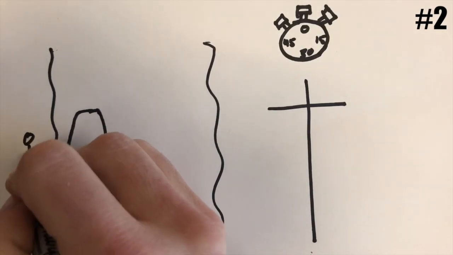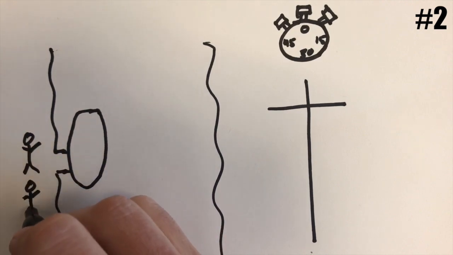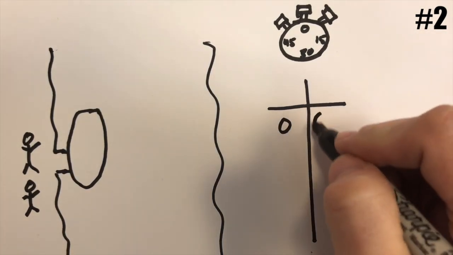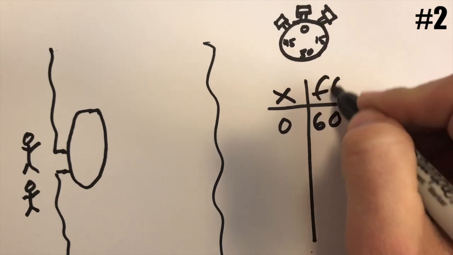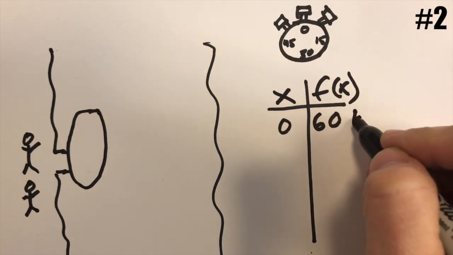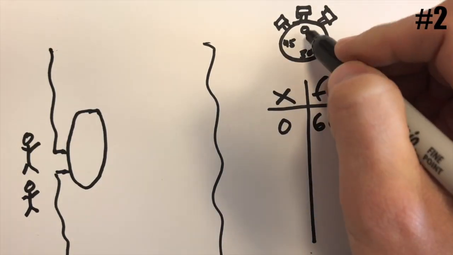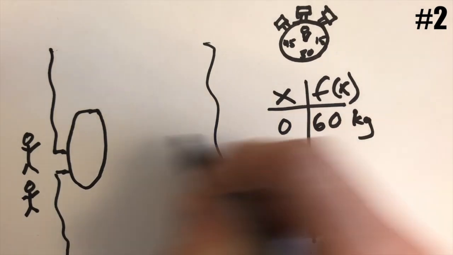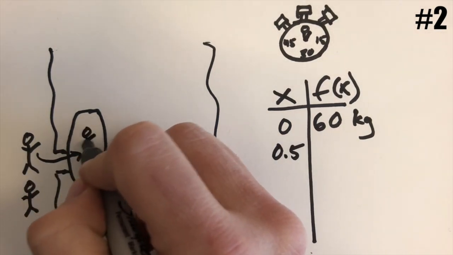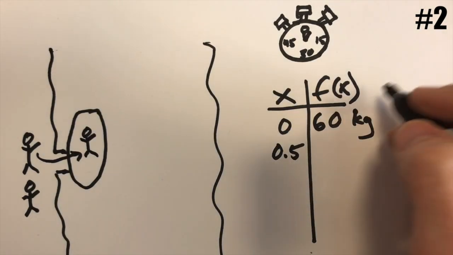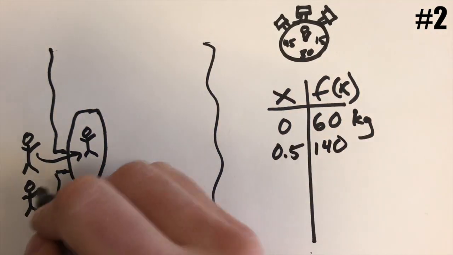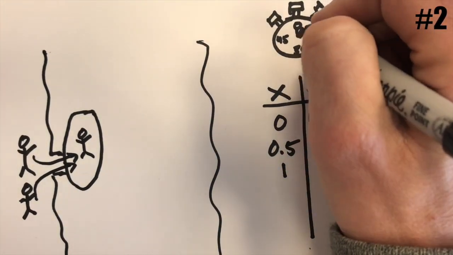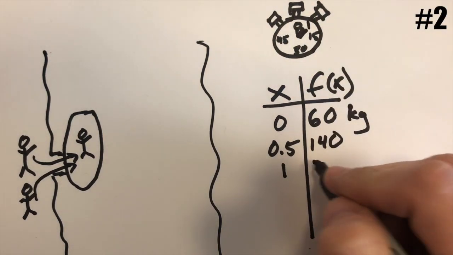Okay, we got a boat here with 2 people, and the original mass of the boat is 60 kilograms. Now, we're measuring in minutes here. So after 30 seconds, or a half a minute, right? That's how long it takes one guy to get on there. And now the mass of the boat is 140 kilograms. Another 30 seconds or a half a minute. Now we're at 1 full minute, right? It's passed. And now we're at 210.